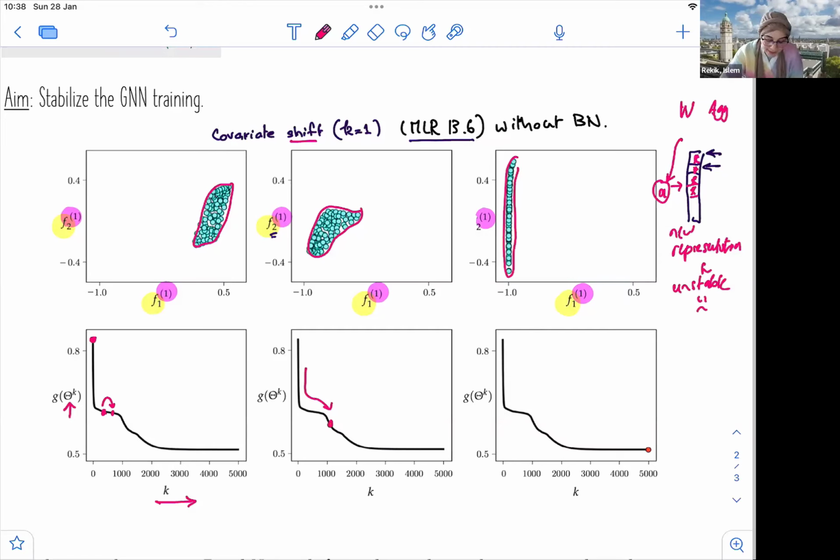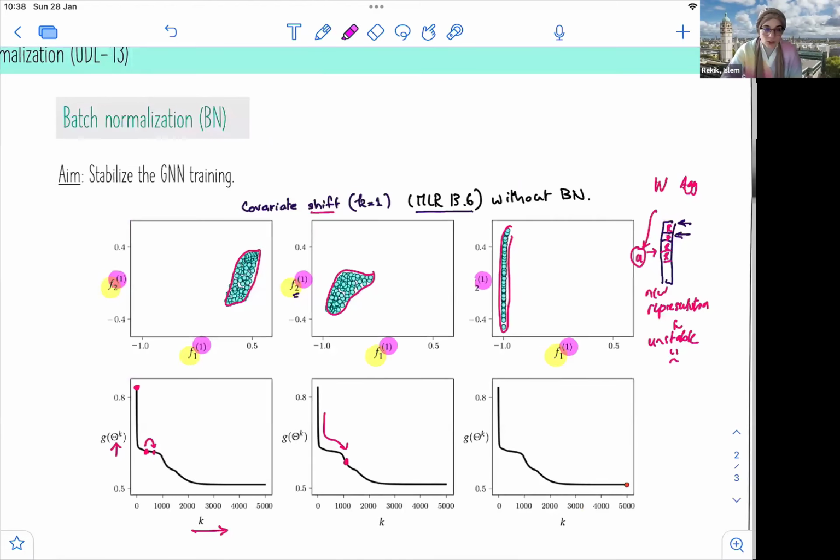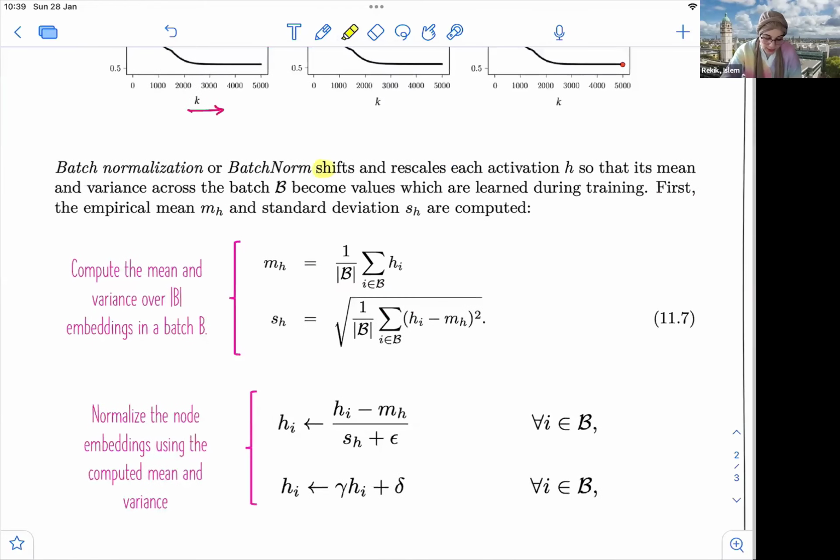So that motivated the introduction of batch normalization, okay? The batch normalization, or BN layer in a neural network, aims to stabilize GNN training, or deep learning training in general. Batch norm shifts and rescales each activation H, so that the mean and variance across the batch become values which are learned during the training.